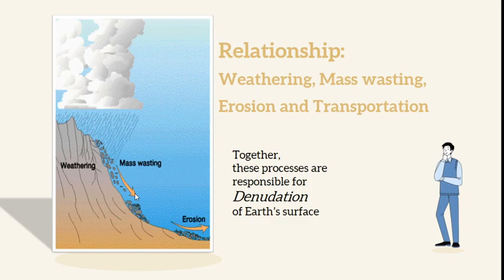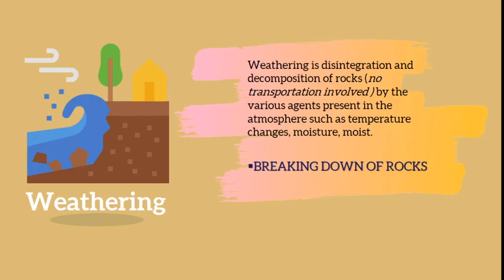As you can see on the left part of this presentation, we have these processes: weathering, mass wasting, erosion, and so on. Now, they are common in terms of the process, which is wearing away of the Earth's surface. Again, they are responsible for denudation or wearing away of the Earth's surface. Now, to have better understanding on this, I will present now the first process, which is weathering.